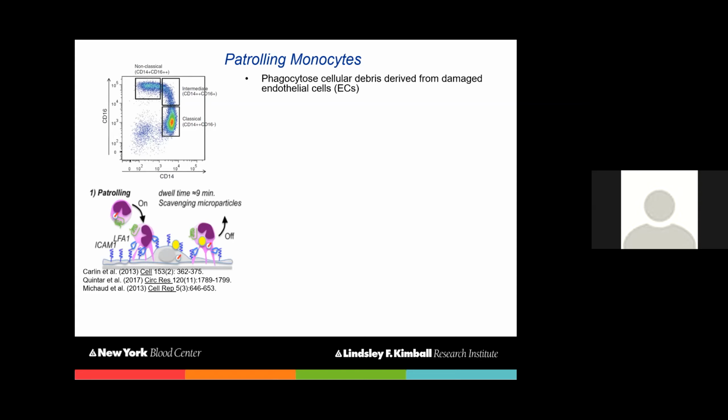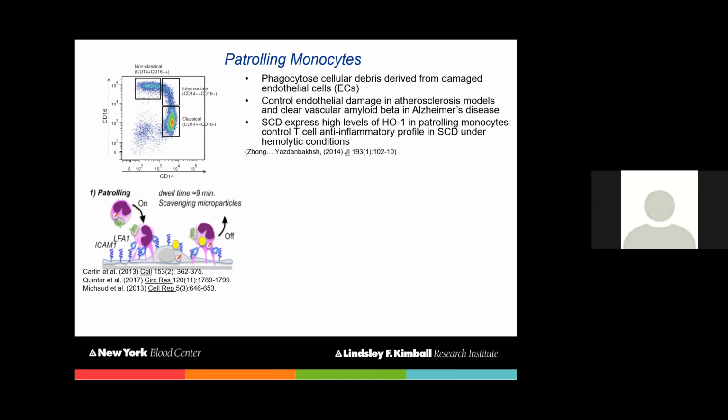They are letting the blood flow freely. I think of it as this wonderful thing: they're working away, cleaning, keeping everything nice and tidy. In sickle cell, we've shown that the CD16 high population express really high levels of HO1, heme oxygenase 1, and they control T cell anti-inflammatory profiles.